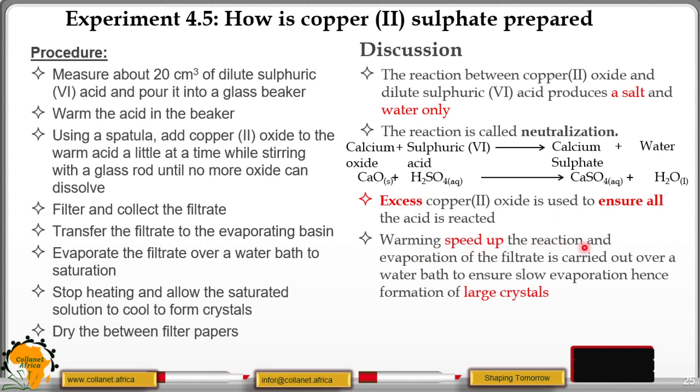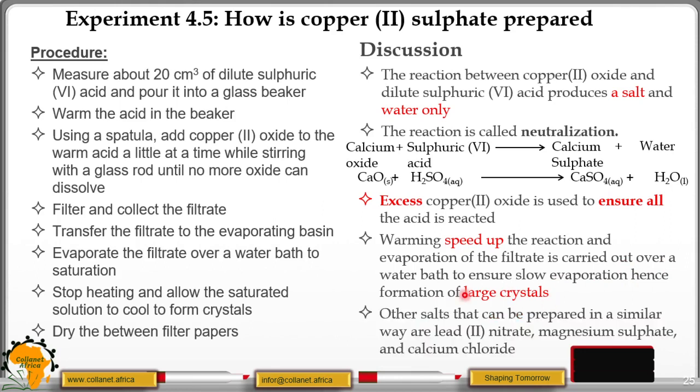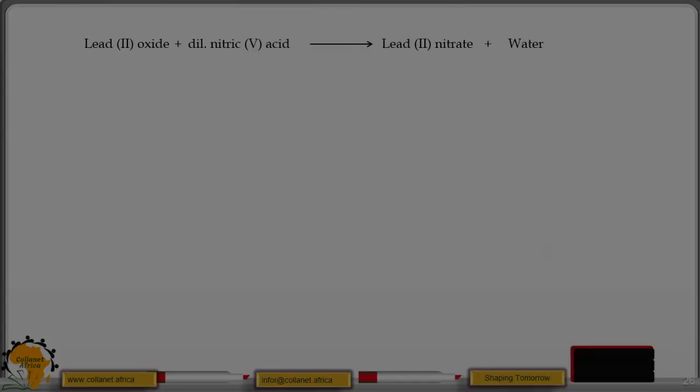Warming speeds up the rate of reaction, and evaporation of the filtrate is carried out over a water bath to ensure slow evaporation, hence formation of large crystals. Otherwise, the crystals will be small. Other salts that can be prepared in a similar manner are lead 2 nitrate, magnesium sulfate, and calcium chloride.